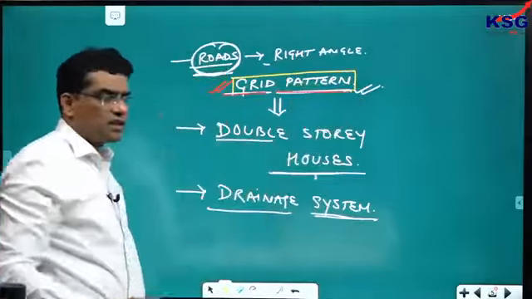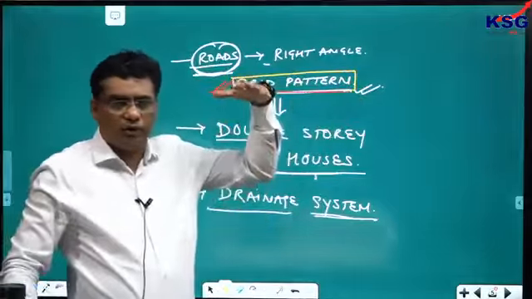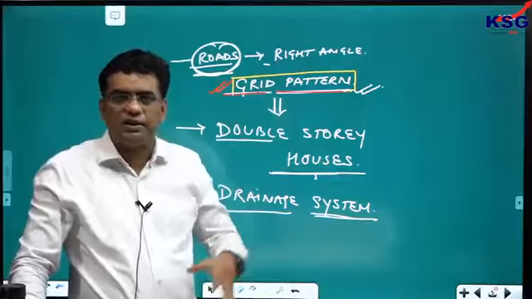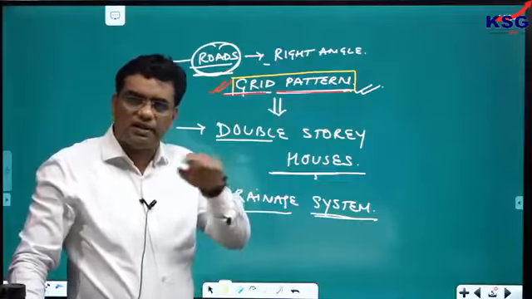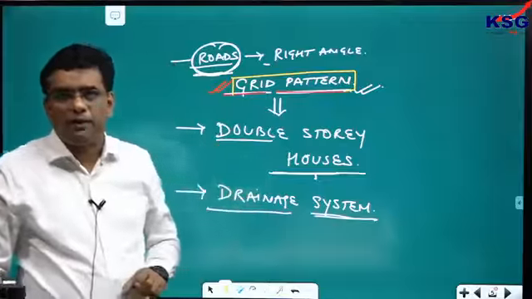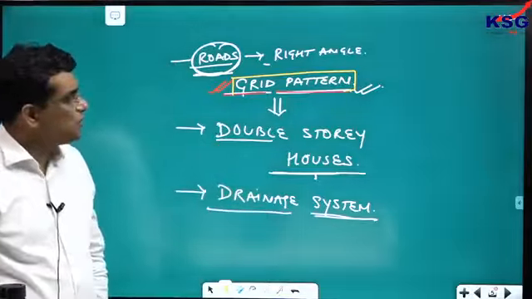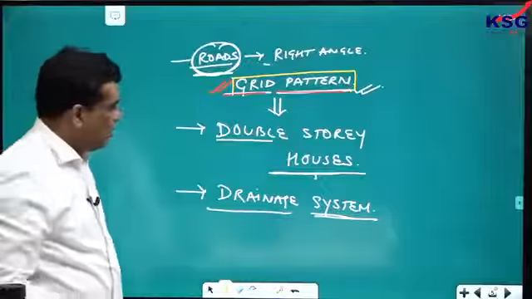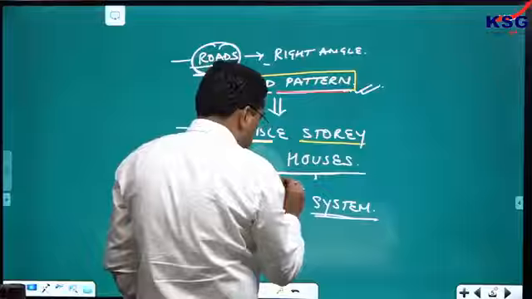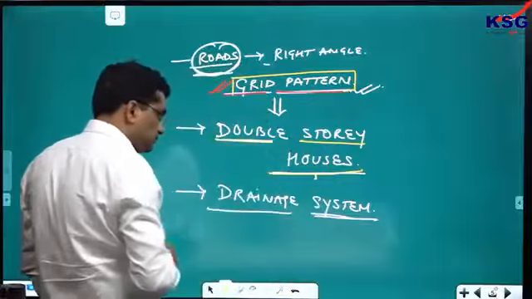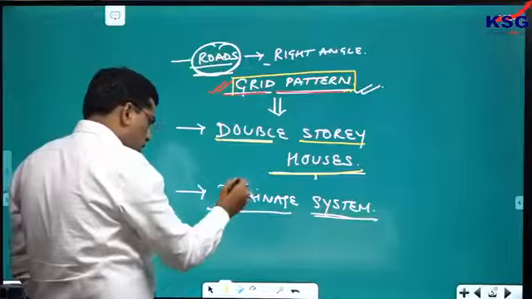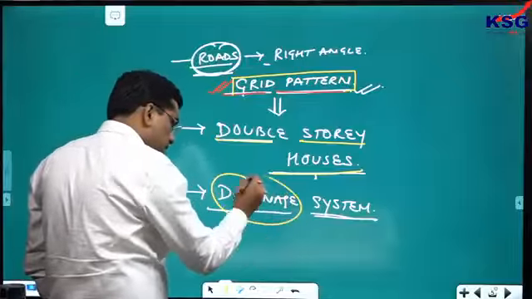If you have ever seen while flying and you look downward, all the cities are crisscross, either rectangle or square. So grid pattern of the town planning. There were double story houses. Houses were double stories, and there was excellent drainage system.